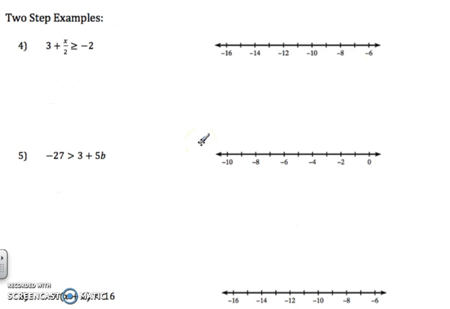So we've got 4 examples of two-step problems. You solve these just like equations. So on this first one, remember I can't multiply by 2 because I have to get rid of this 3 first. So I'm going to subtract 3 on both sides.